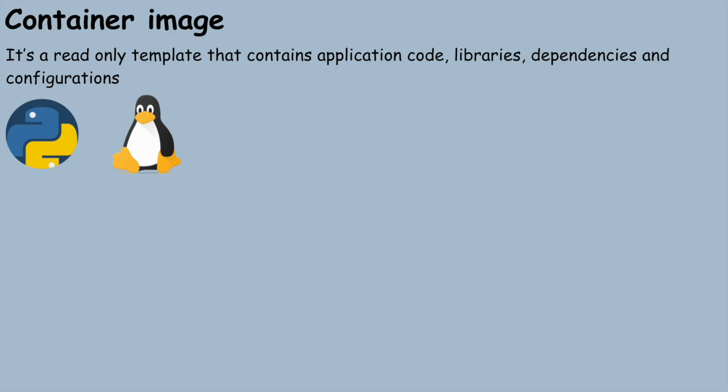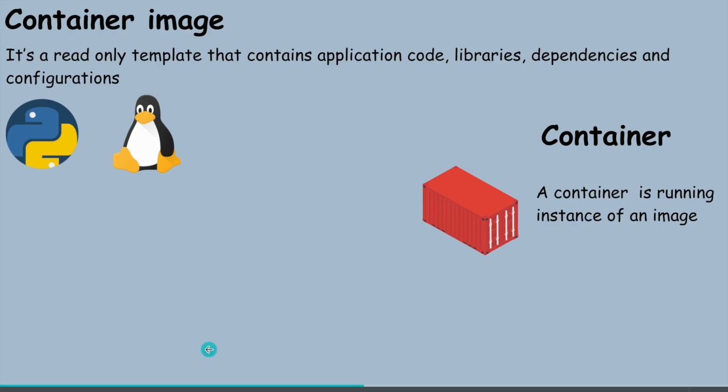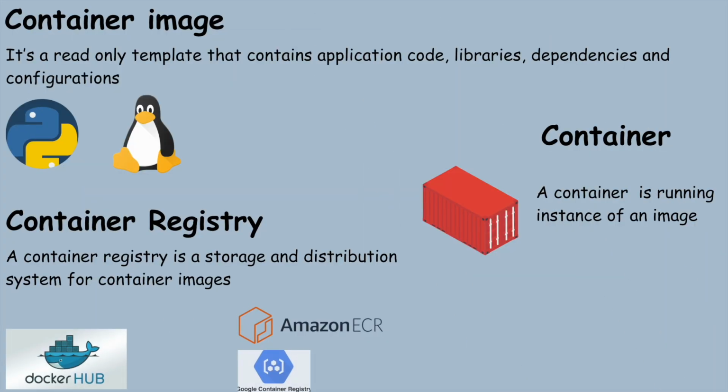Let's discuss container basics now. First, container image. Think of a container image as a blueprint. It is a read-only template that contains your application code, libraries, dependencies, and configurations. Example, a Python web application image with Flask pre-installed. Next, container. A container is a running instance of an image. If the image is the blueprint, then the container is the actual house built from that blueprint. You can run multiple containers from the same image.